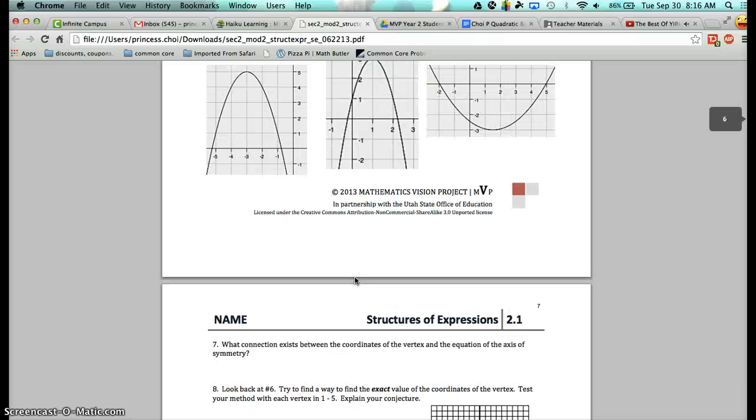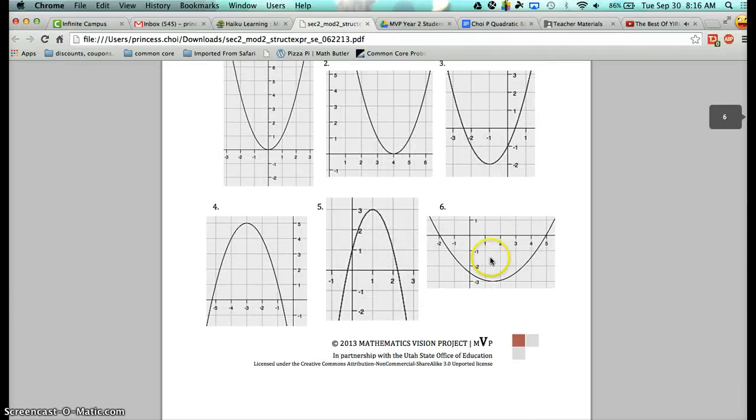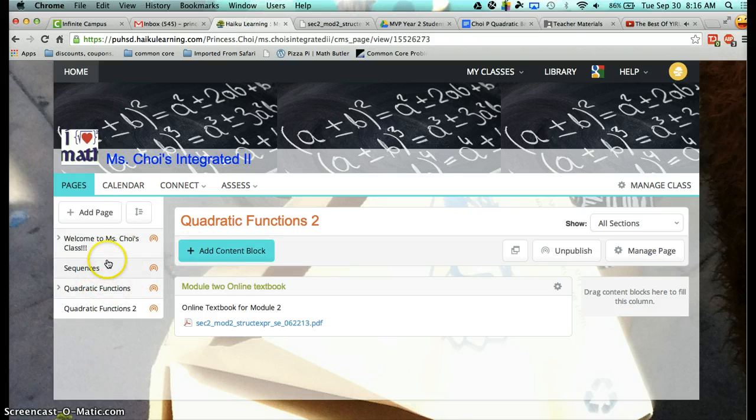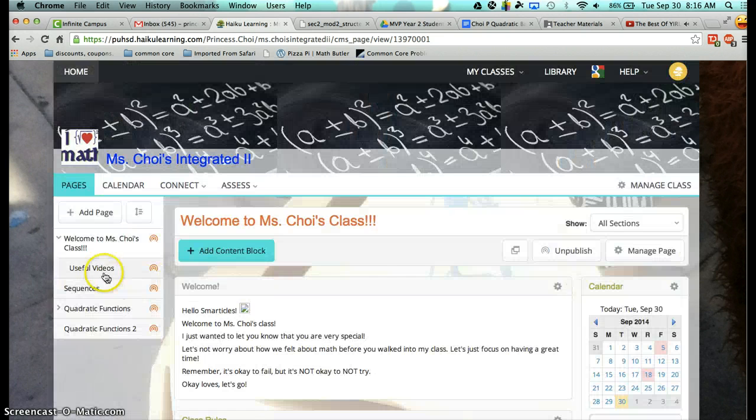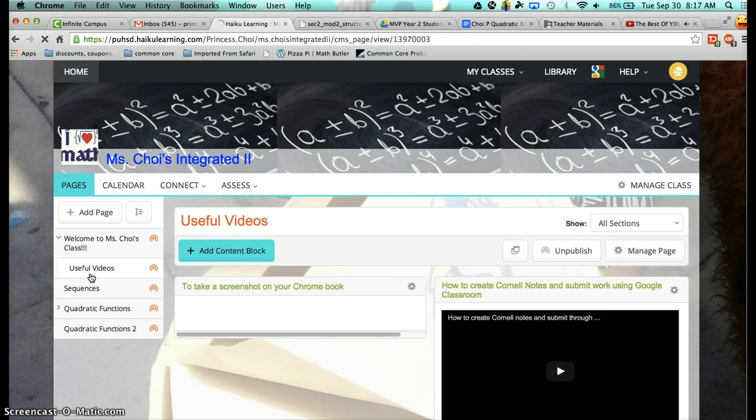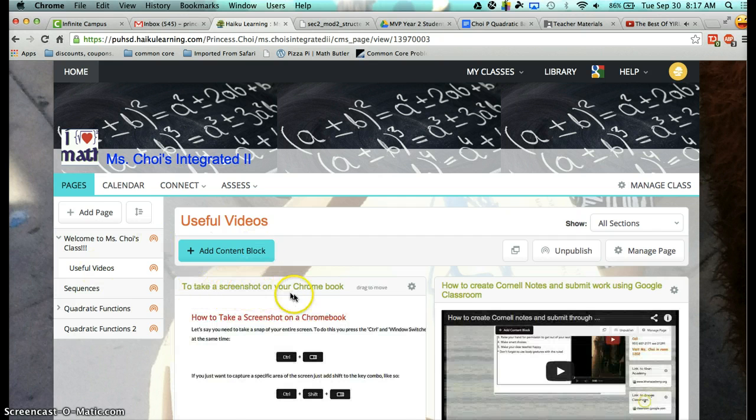Okay? And then now, shh. What I want you to do is take a screenshot of number 6. Okay? So how do we do a screenshot? You click on Shift, and then here, if you go into my Haiku page and go into useful web pages or something like that, useful videos, if you click on that, it shows you right here how to take a screenshot on your Chromebook.